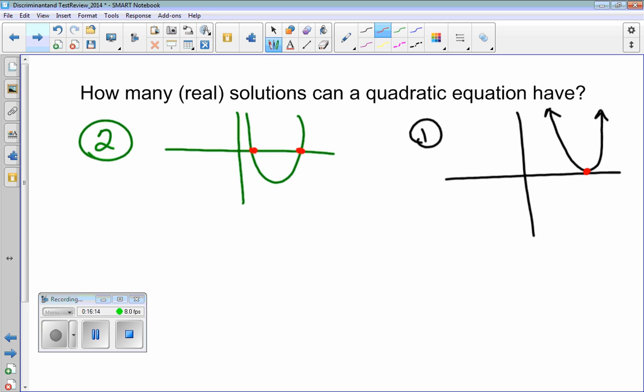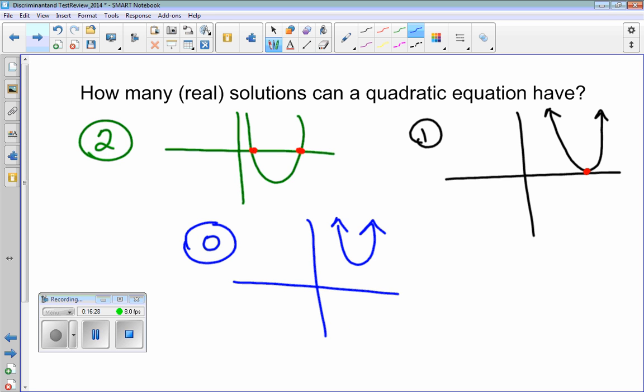How about no solutions? Could it have 0 solutions? Yes, it can, because that means it would never cross the x-axis. It can be up here, or it can be underneath, below. So 2, 1, or 0 are the only options. Something in the quadratic formula tells us that, actually. Okay? This is what we need to know.